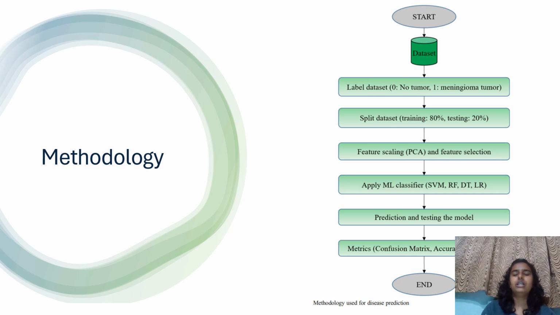Next is methodology. First, we will start and we will collect the database. After collecting the databases, we will label data sets. Next, we will split the databases, training 80% and testing 20%. Feature scaling and feature selection. Applying ML classifiers like SVM, RF, DT, next LR. Next will be metrics like confusion matrix or accuracy. At last, we will end the process.